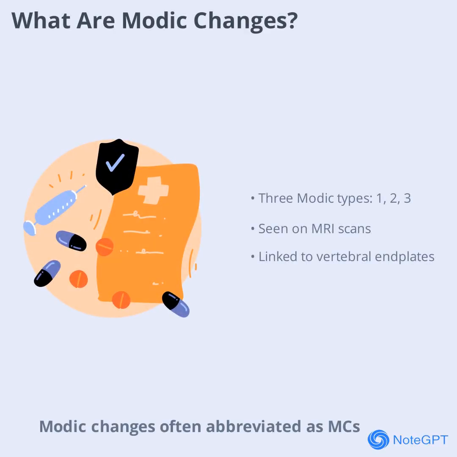Modic changes, often abbreviated as MCs, are specific alterations seen in the vertebral bone marrow and in plates on MRI scans. They are classified into three types based on their appearance. Type 1 indicates inflammation and edema, Type 2 shows fatty replacement of bone marrow, and Type 3 reflects sclerosis or hardening of the bone. These changes can exist alone, in combination, or even shift from one type to another over time. While their presence is strongly associated with back pain, especially in the lower lumbar spine, not all Modic changes cause symptoms. Understanding these types is crucial for clinicians to interpret MRI findings and tailor treatment strategies for patients suffering from chronic low back pain.